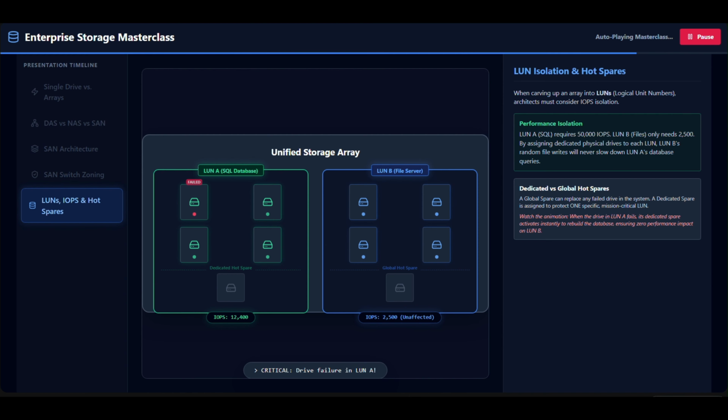Watch what happens during a critical drive failure. LUN A's dedicated hot spare activates instantly to rebuild the database array. Because they use physically isolated drives, LUN B's performance remains completely unaffected, guaranteeing total business continuity.